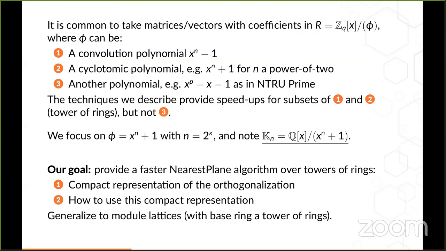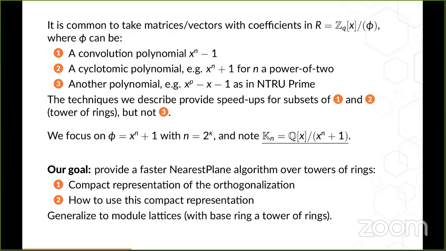Okay, so our goal is to provide a faster nearest plane algorithm over a tower of rings. So this will be done in 2 steps. The first step is to provide a compact representation of the orthogonalization of a matrix. And then we will see how to use this compact representation in order to provide a faster nearest plane algorithm.